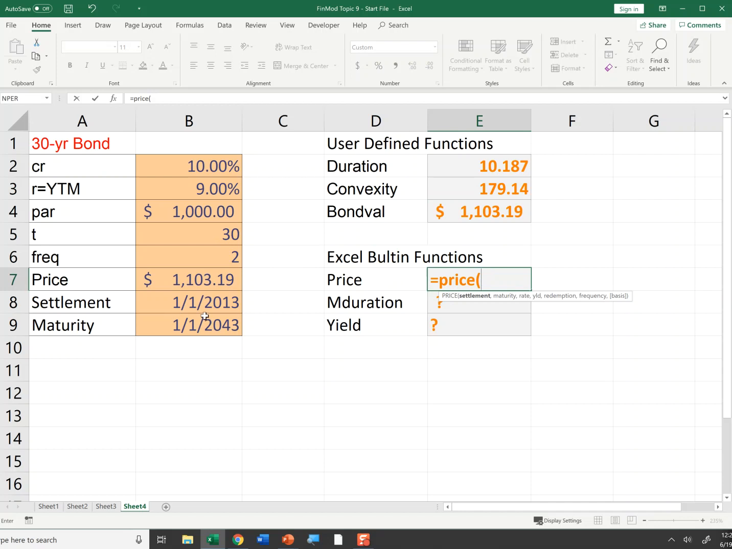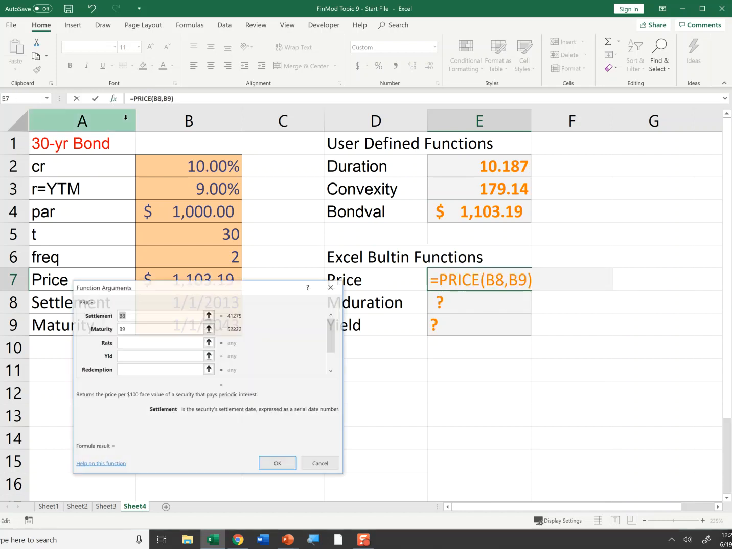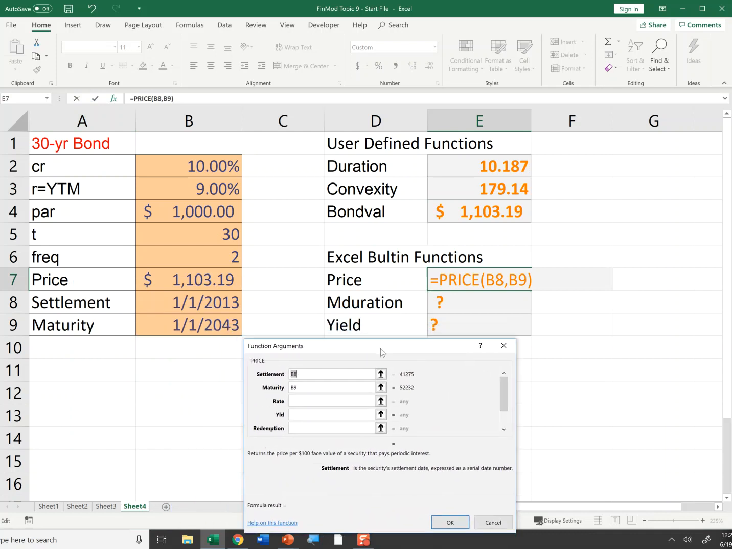I'm going to put in the settlement date. Let's just pretend you bought this January 1st, 2013, and it matures in 2043. I can make this a little bit bigger. The rate, notice it says, is the security's annual coupon rate. I'll put in the coupon rate.